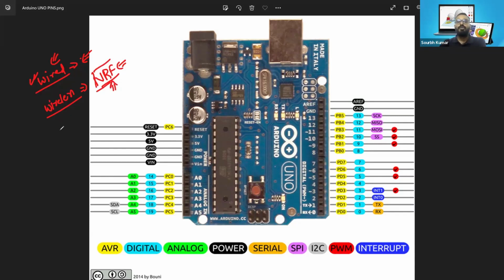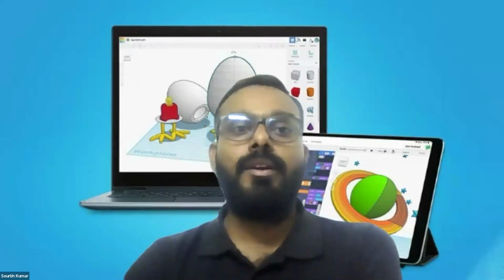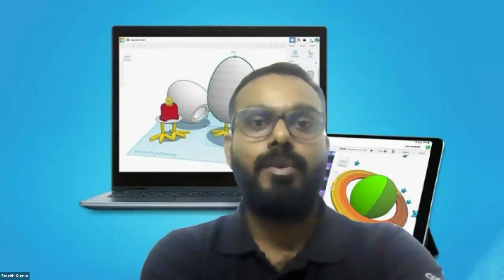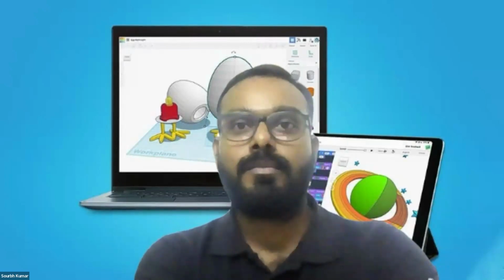Do not use the wireless one with a Bluetooth module, because a Bluetooth module always gets stuck in between and malfunctions. So try to use NRF module based wireless connectivity in your project. Sir, can you explain about the NRF module? Yeah, let me pull back the image. Let me gather it from the internet.